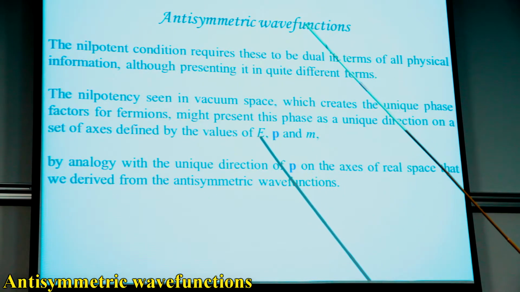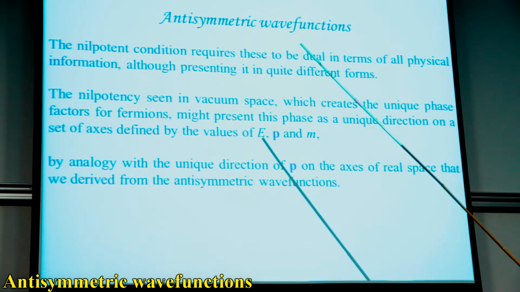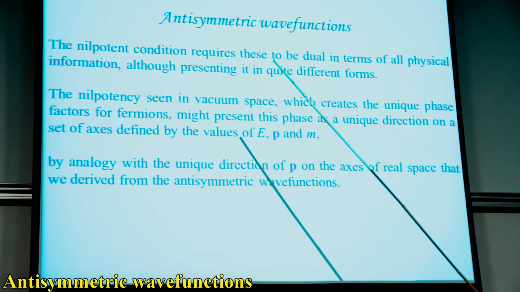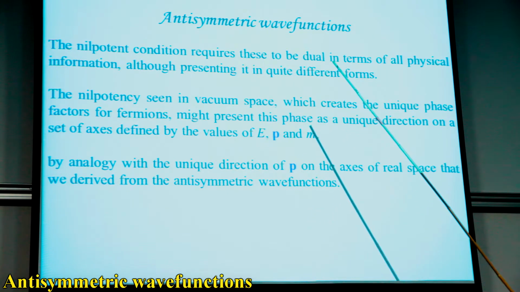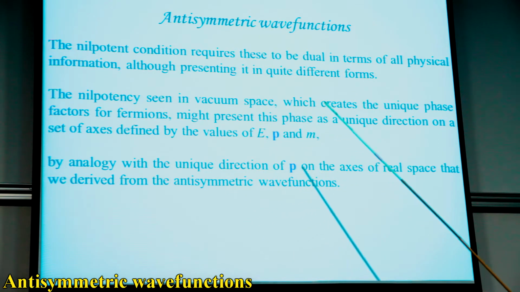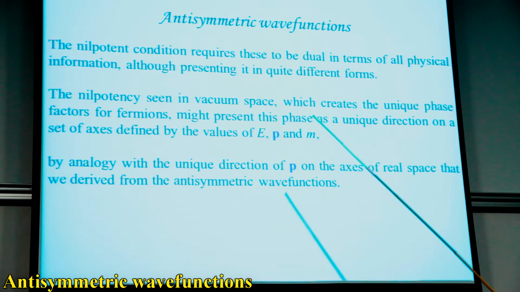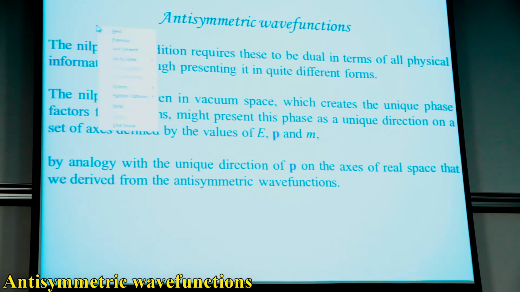The vacuum space nilpotency is nilpotency. Vacuum space Pauli exclusion is due to nilpotency. The real space Pauli exclusion is due to antisymmetric wave functions.